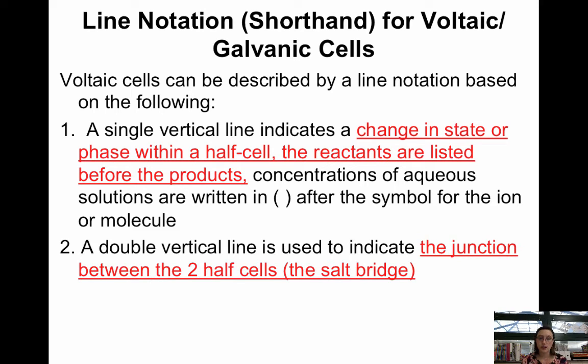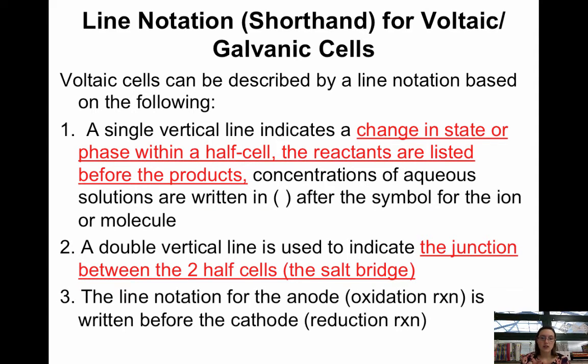If you have a double vertical line, that's used to indicate the salt bridge. So it's basically separating one half cell from the other. The double line represents the salt bridge or the porous disk or the porous membrane. And the line notation for the anode is always written before the cathode. Essentially you're representing the electron flow, because remember, electrons flow from the anode to the cathode, so from oxidation to reduction.